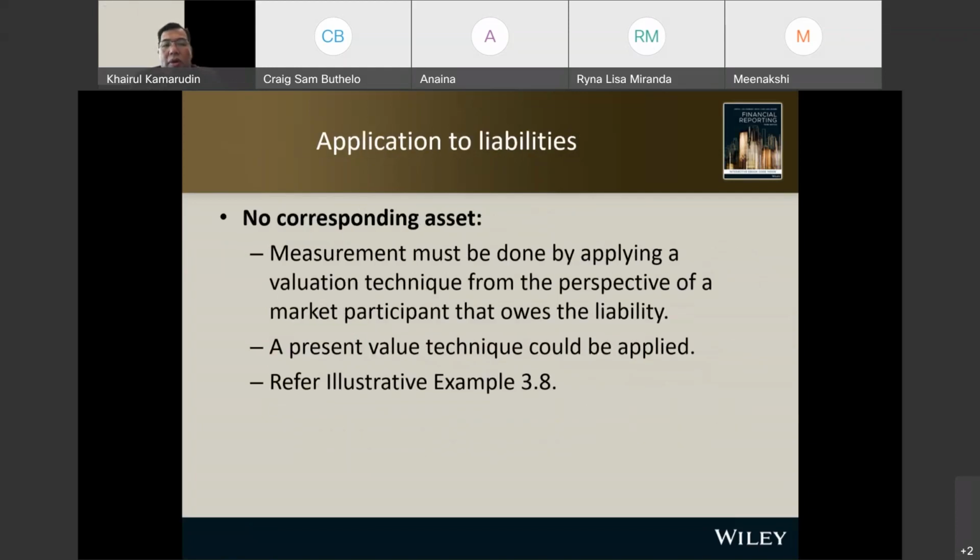For non-corresponding asset, measurement must be done by applying valuation techniques from the perspective of the market participant that owes the liability. So we're going to use the present value technique. So I'm going to show you an example after this, example 3.8 from your textbook.